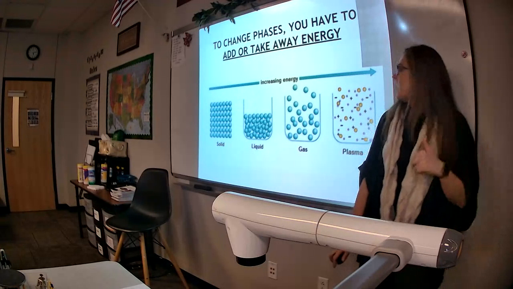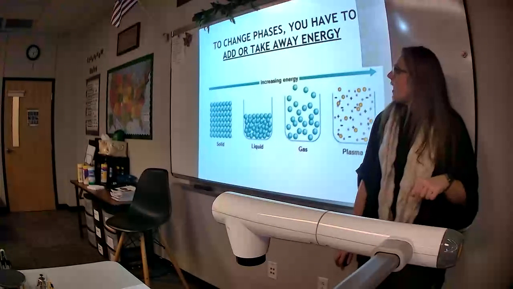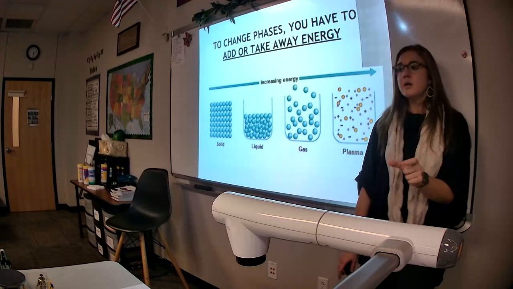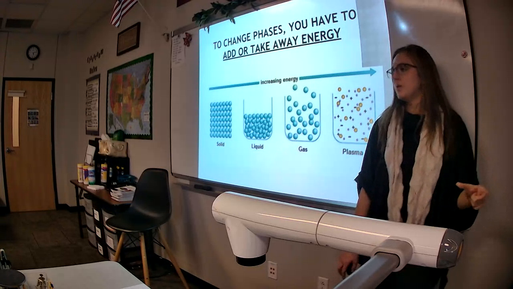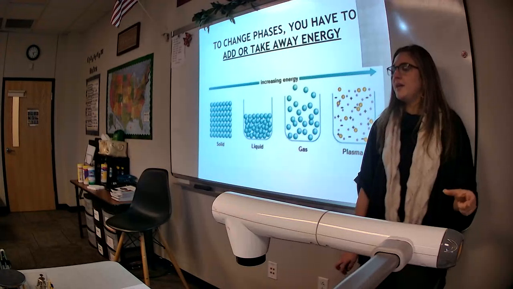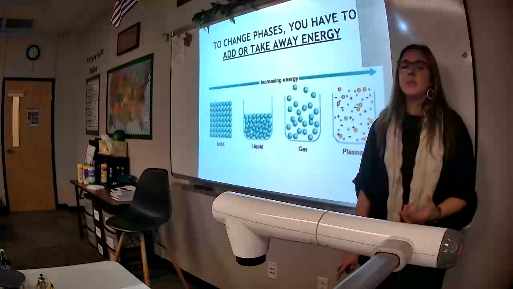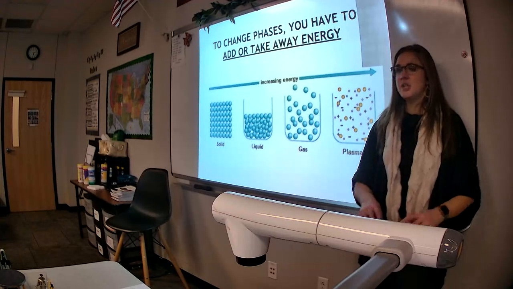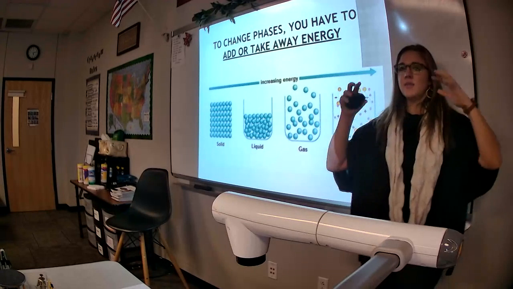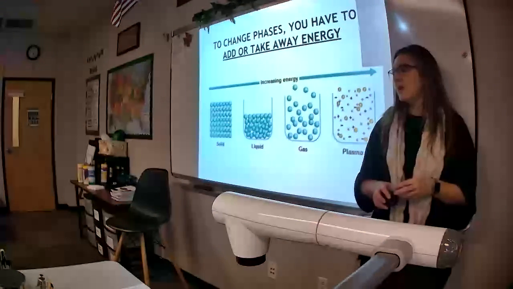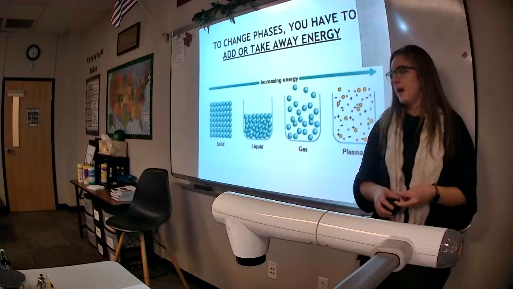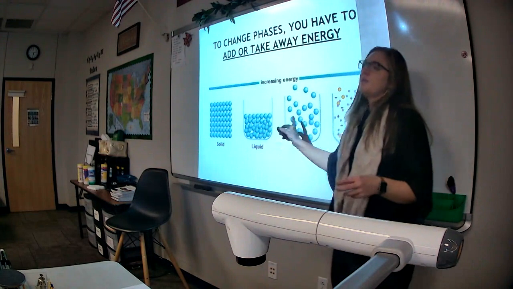In order to change state or to change phases, you have to add or take away energy. If I want to get liquid water into water vapor, what would I do? How can I take my pot of water and turn it into steam, a steaming hot tub or whatever? How would I do that? Hattie? Well, you would heat it up. Very good. You would add heat. That would change it from a liquid state to a gas state.